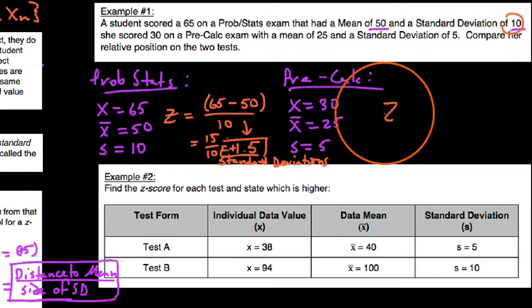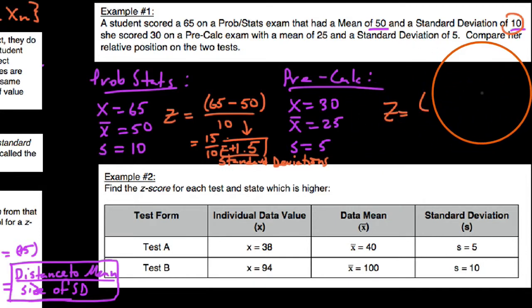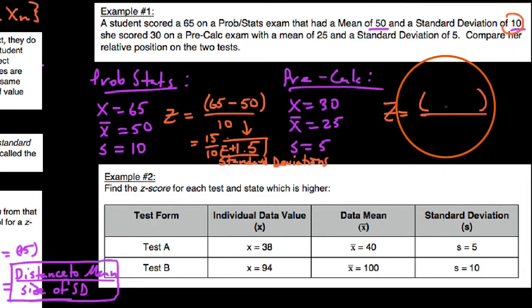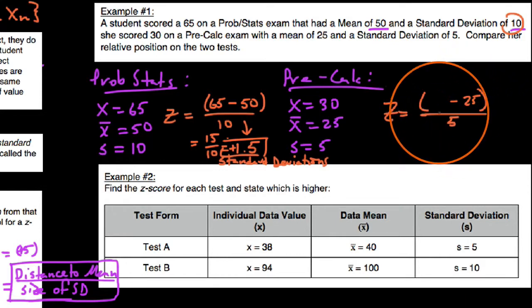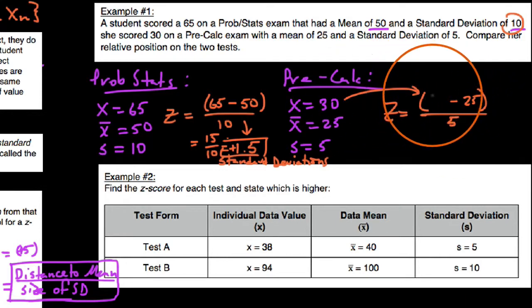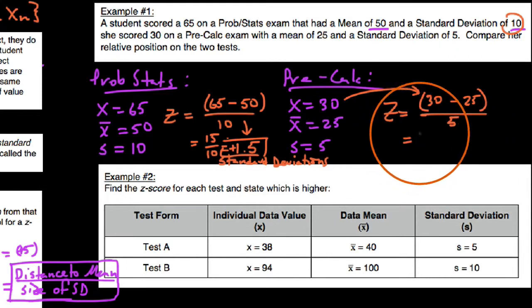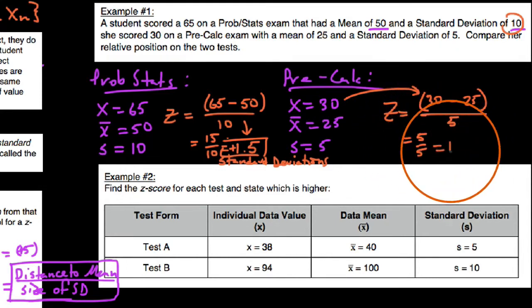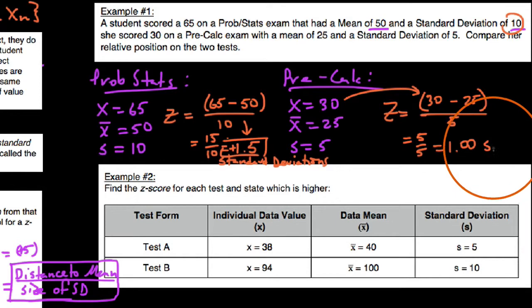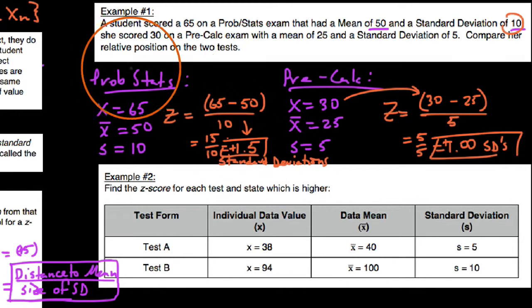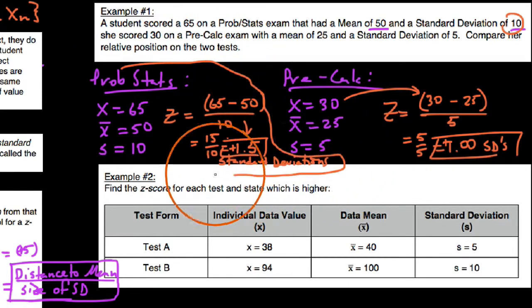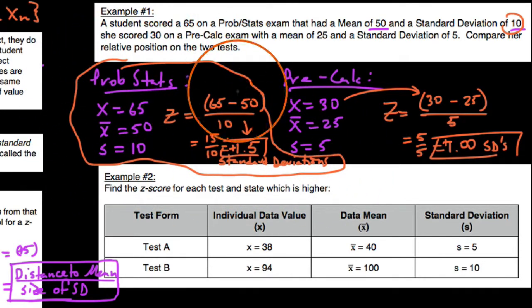So we say on the pre-calc exam, how did this person do relative to the mean and the standard deviation? Well, here's the difference here. The mean was 25, and the standard deviation size is 5, and they scored 30. So this means that it comes out to be 5 over 5, or 1.00 standard deviations. In other words, which test did they perform better on relative to the mean? We would say that they performed better on the prob-stats exam because they were more standard deviations above average than they were on this one over here.